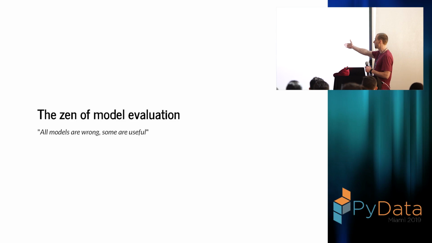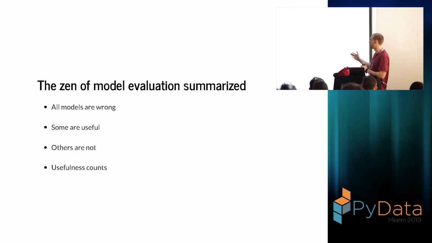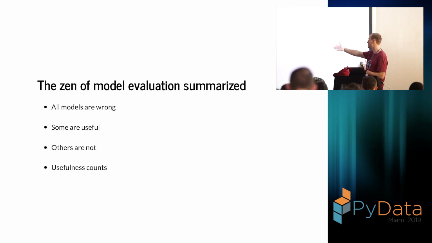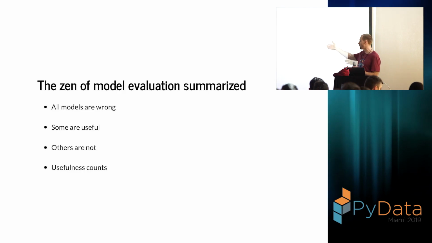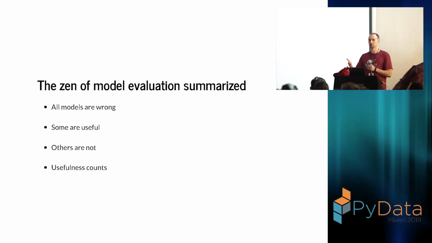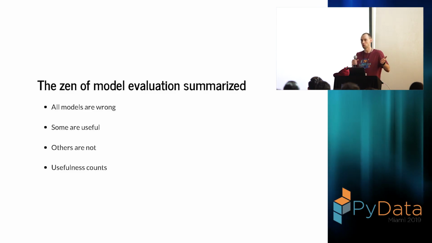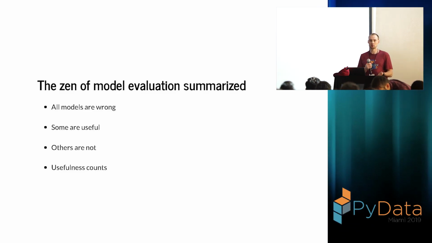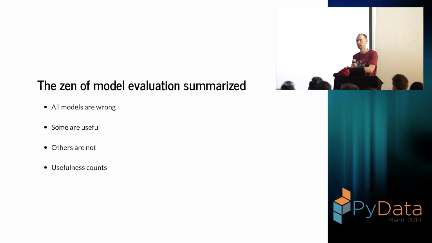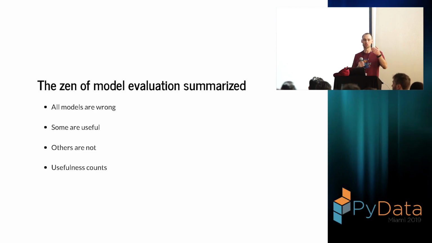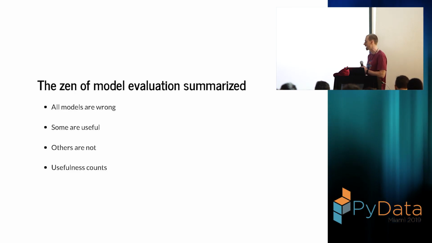And because we're at PyData, I'll call this the Zen of model evaluation. I'll break it into 4 points. All models are wrong, some are useful, others are not, and usefulness counts. We want to be able to distinguish between the some that are useful and the others that are not, and usefulness, the application, is what really matters. We don't really care about what mean squared error is or categorical cross entropy if it doesn't add value to a product. In healthcare, getting this wrong could be measured in lives, or in advertising, the space I work in, it's measured in dollars. We need to get it right.